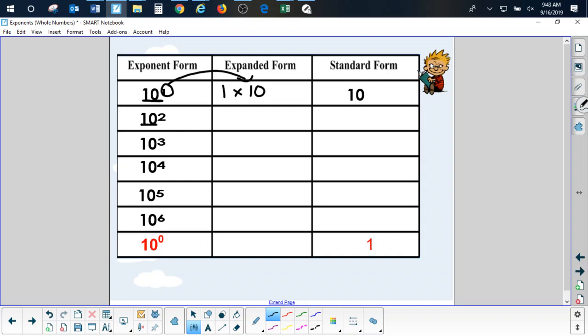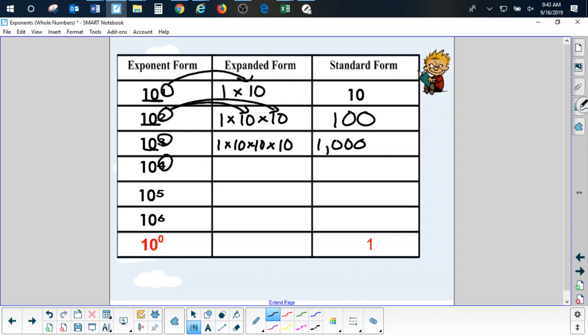The next example would be 10 to the power of 2. That tells me I have to have 2 10s written down. So I'm going to have 1 times 10 times 10, because I want to have 2 10s written down. That's what the exponent's telling me. And 1 times 10 times 10 is 100. And we continue that pattern. My base is 10. It tells me to multiply it by itself 3 times. So 1 times 10 times 10 times 10. I need 3 10s in this case. 1 times 10 times 10 times 10 is going to give me 1,000.